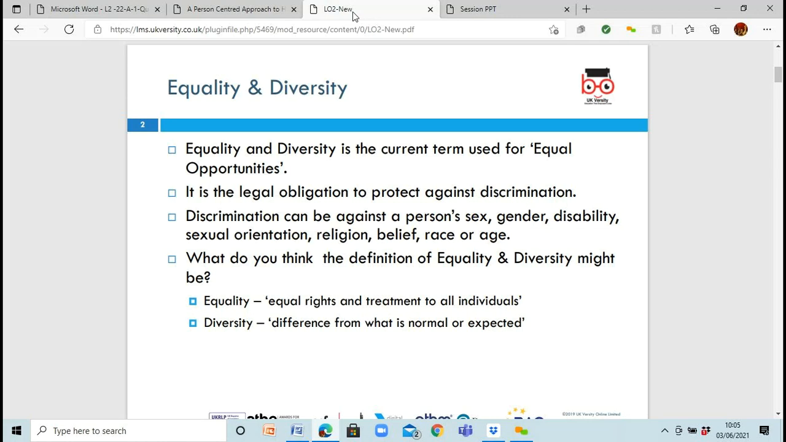Now, when we're looking at equality and diversity, equality means equal rights and treatment for all individuals. Diversity is that even though you're different, and some people might be different from what others expect to be normal, it doesn't mean you should be treated as less than anyone. So diversity is being different from what is normal or what is expected by that person.